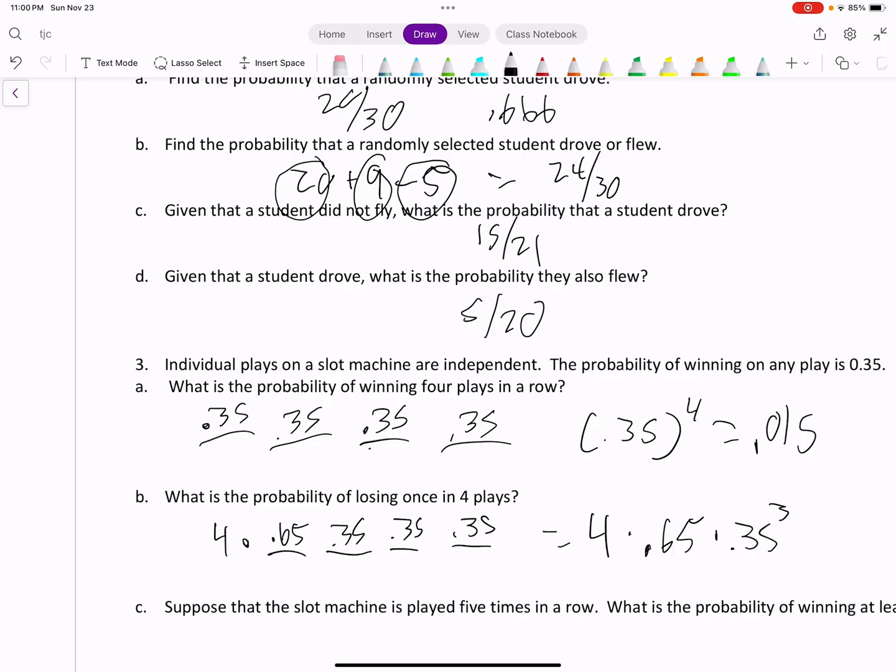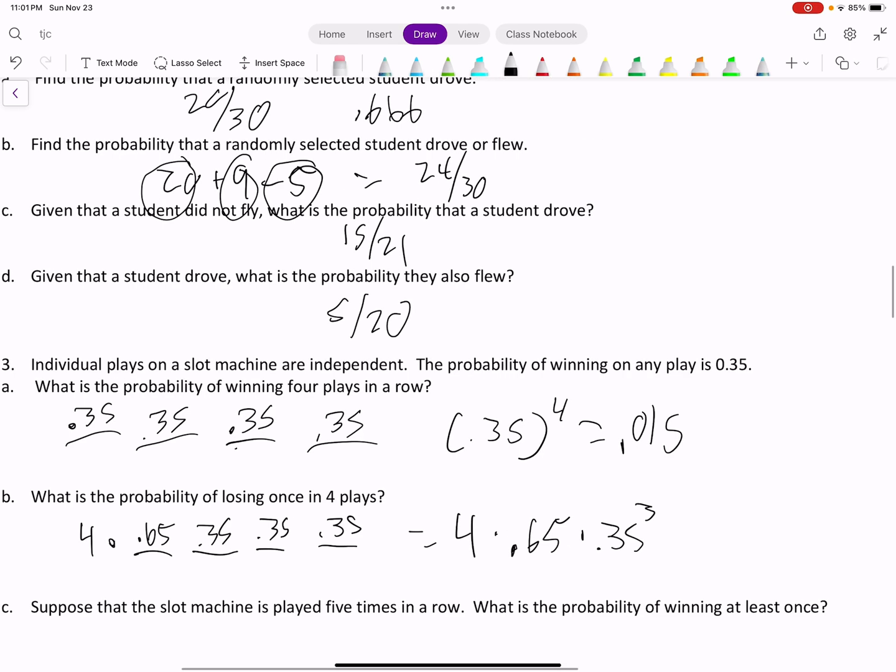So then we got to plug this into a calculator. Just a minute, I'm in trouble with my calculator. 4 times 0.35 times 0.35 times 0.35 times 0.65. So this would be 0.111. Okay.